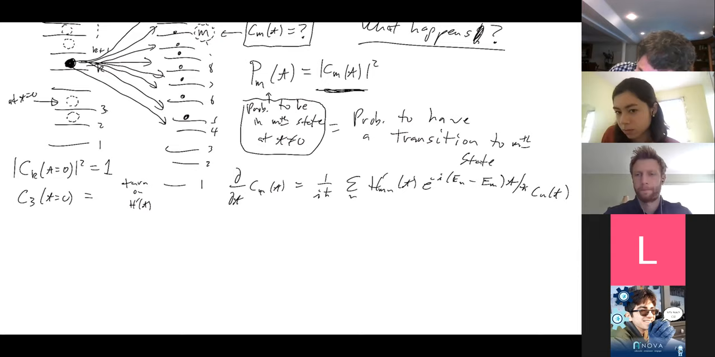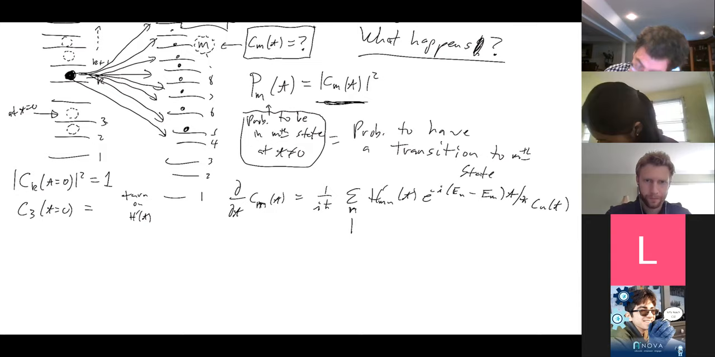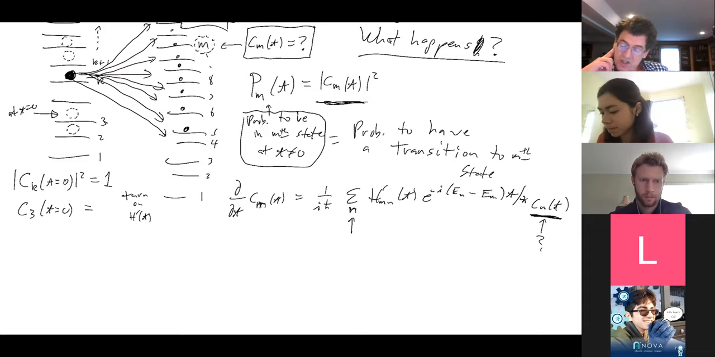So look, this is a sum over all the states. Now at t equals zero, what is the value of C_n of t for all the states? At t equals zero, what are all those? It's one for which one?